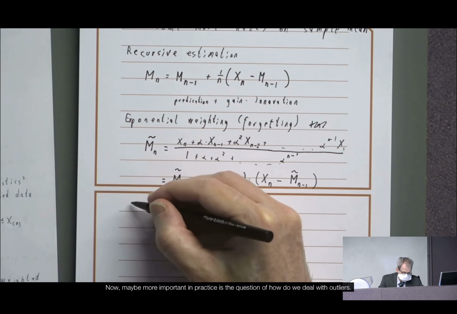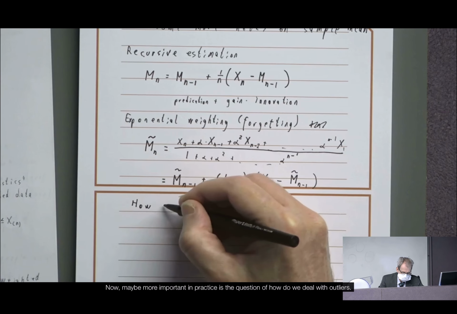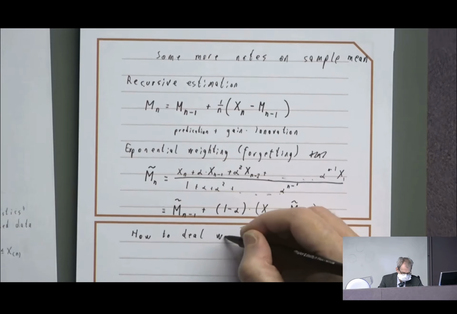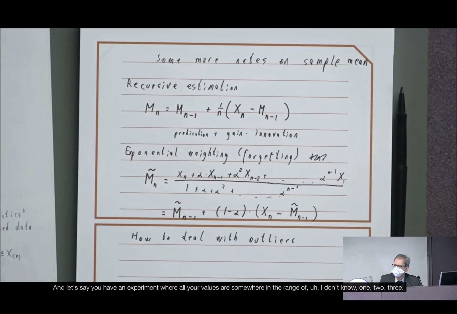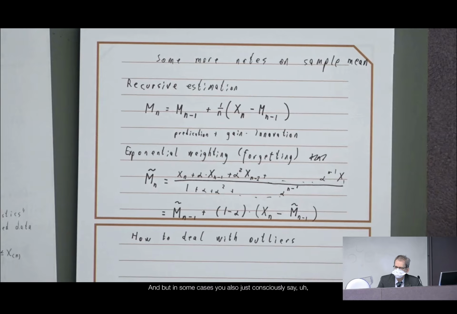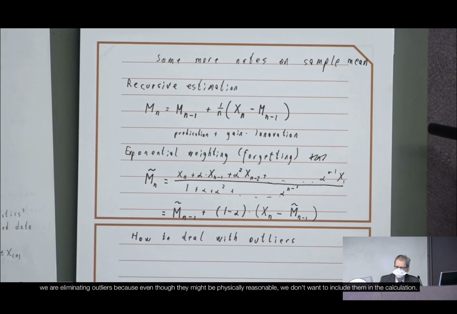Now, maybe more important in practice is the question of how we deal with outliers. Let's say you have an experiment where all your values are somewhere in the range of, I don't know, 1 to 3, and then suddenly you get a value of 1,000. Of course, if you're doing an actual experiment, you would say, okay, what actually went wrong? Did I have an equipment malfunction and so on? But in some cases, you also just consciously say, we are eliminating outliers because even though they might be physically reasonable, we don't want to include them in the calculation.